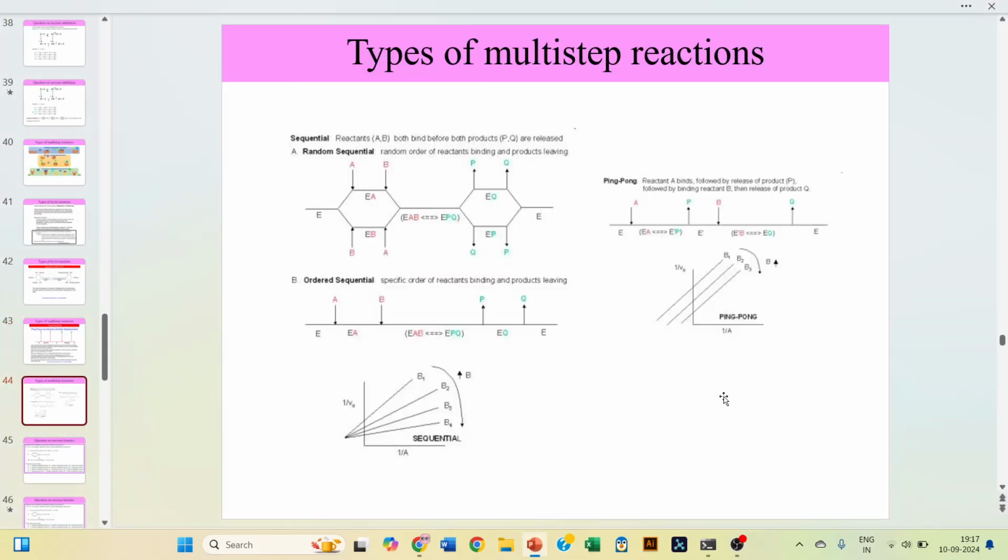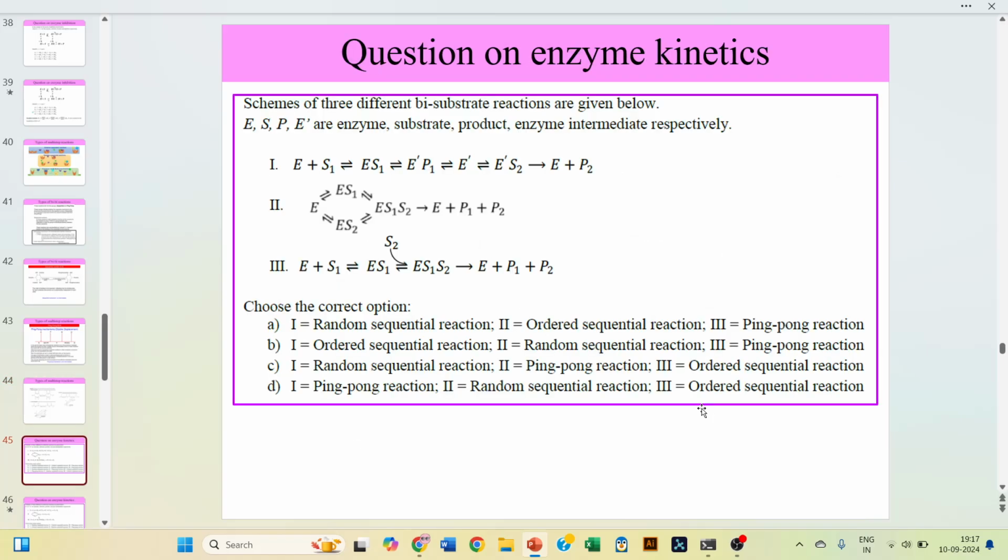These are the different graphs that you can see for ping pong bi-bi interactions, and this is the graph for the sequential interaction. You can read more about this if you're interested. But for our MCQs, I think this much knowledge is sufficient. So we'll go on to the question.